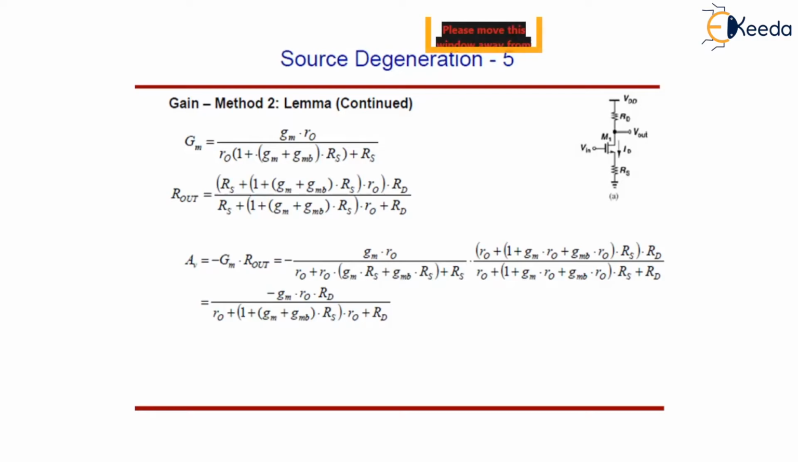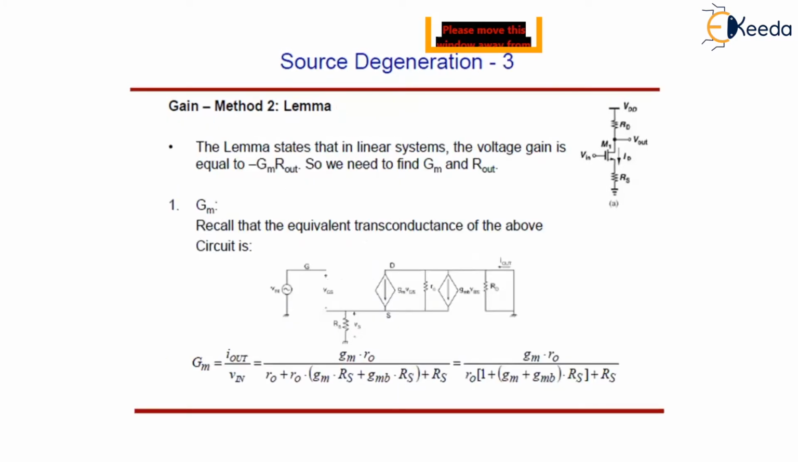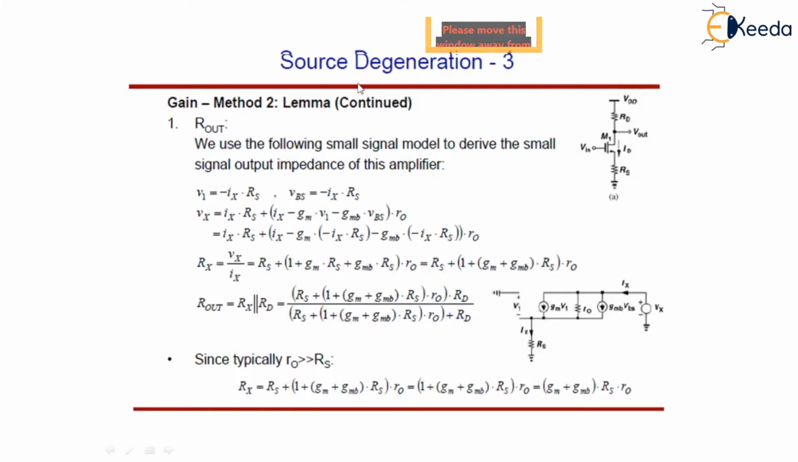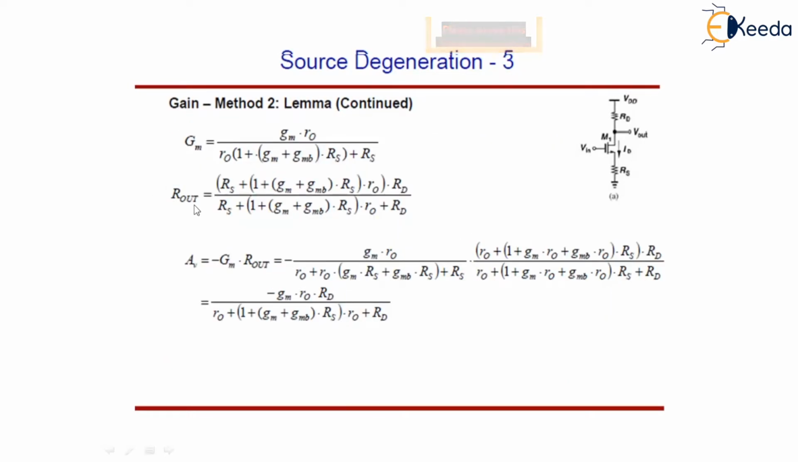While finding the equivalent transconductance, what we have done, we have short circuited the output node and taken gain as this. We have short circuited the output node here. Okay, and for calculating the Rout, what we have done, we have taken the input voltage as 0. Okay, so this is the way we can calculate the voltage gain of the degenerative circuit using two methods. The first one was simply using the small signal model, and the second one was using the lemma.